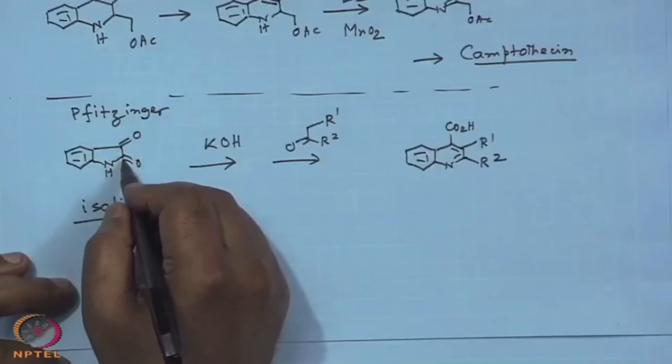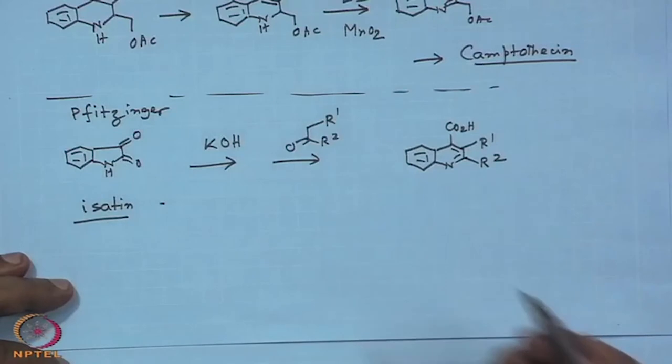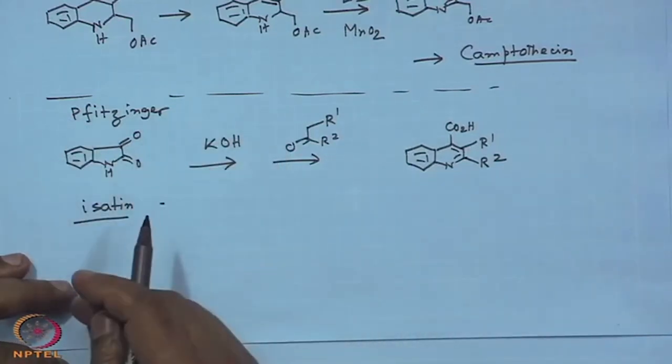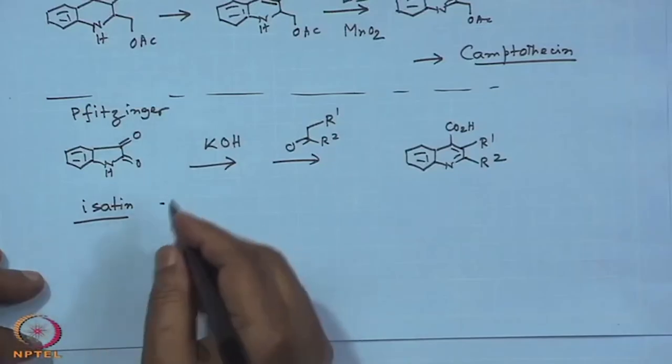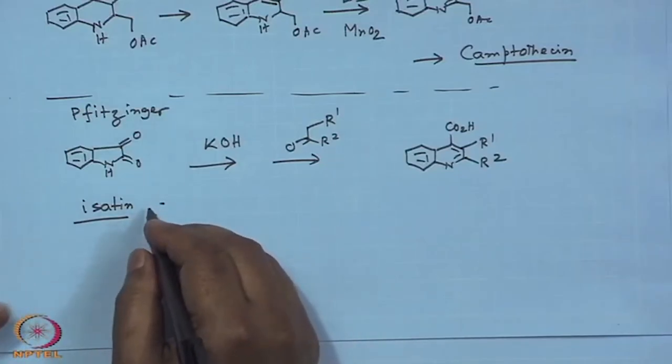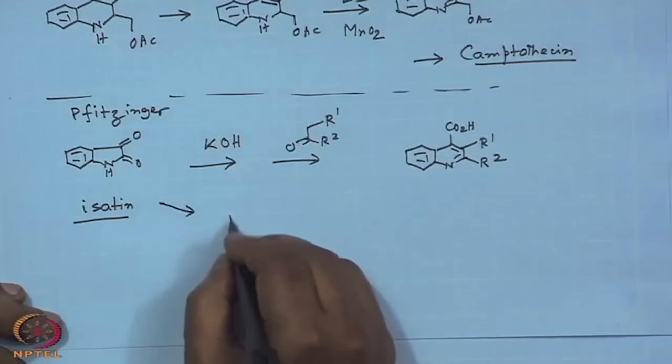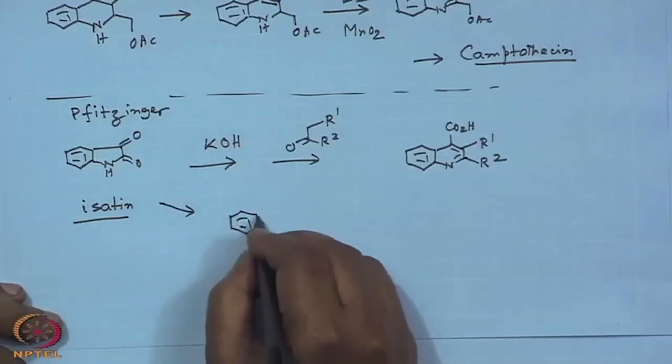KOH can also break open this 1,2-diketone, right? Like the Haller-Bauer reaction. OH adds to the carbonyl and then breaks open this carbon-carbon bond. But in this case, what is happening here? It is hydrolyzing the hetero bonds.